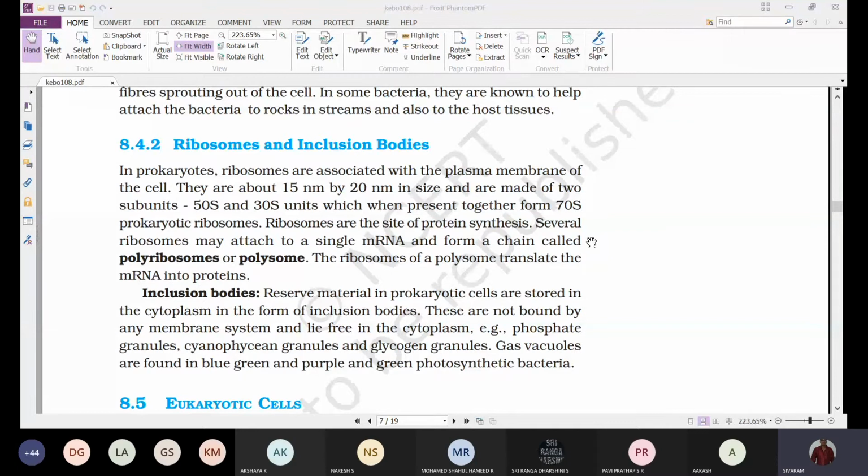Yesterday we were discussing ribosomes and inclusion bodies. We are discussing ribosomes. As we already said, the unit for ribosomes is given as S. What does this S represent? It represents a Svedberg unit. What does this Svedberg unit mean? It represents the centrifugation coefficient, or we can also call it the sedimentation coefficient.